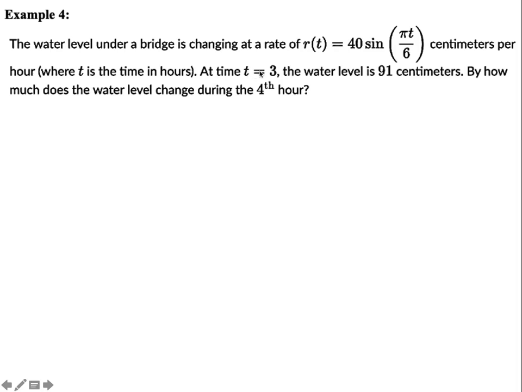Okay, at time t equals 3, the water level is 91 centimeters. By how much does the water level change during the 4th hour? So when we're watching this, we start at time t equals 0. So from 0 to 1 is the 1st hour. From 1 to 2 is the 2nd hour. Does that make sense? From 2 to 3 is the 3rd hour. From 3 to 4 is the 4th hour. So we're integrating from 3 to 4.